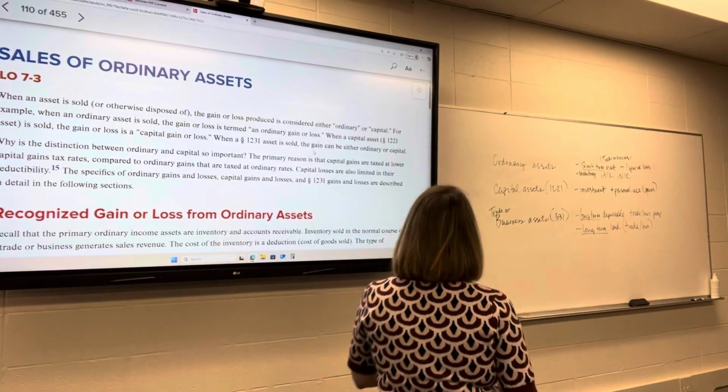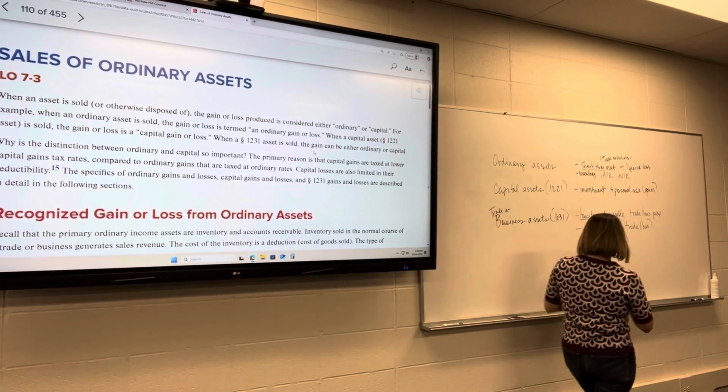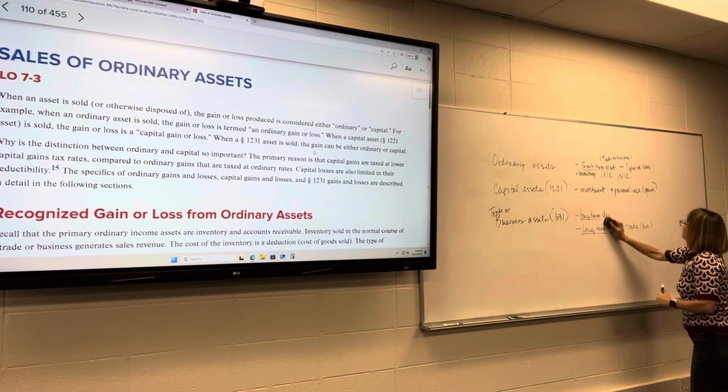All right, so let's talk about these ordinary assets here first.